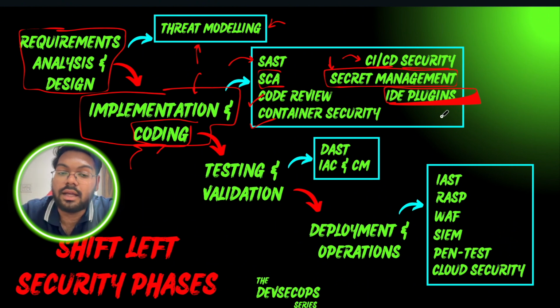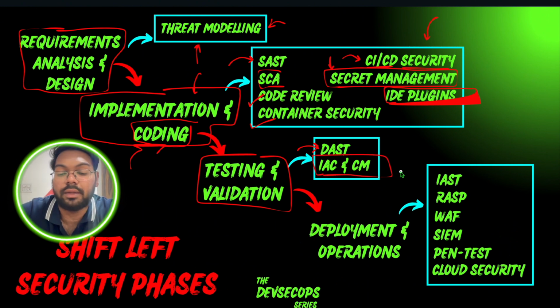So IDE plugins can also be used. These are the different measures we can include in these phases. Then in the testing and validation phase, we can apply DAST and IaC, infrastructure as code and configuration management security. Because DAST would be when the application is, let's say, in a pre-prod environment.